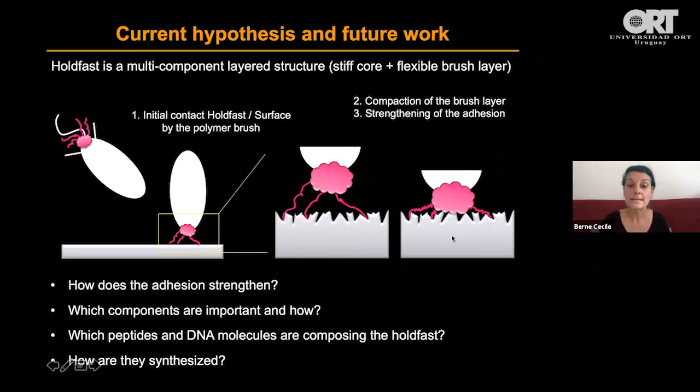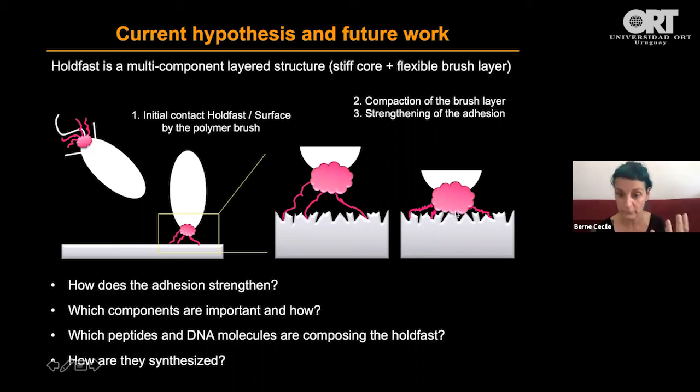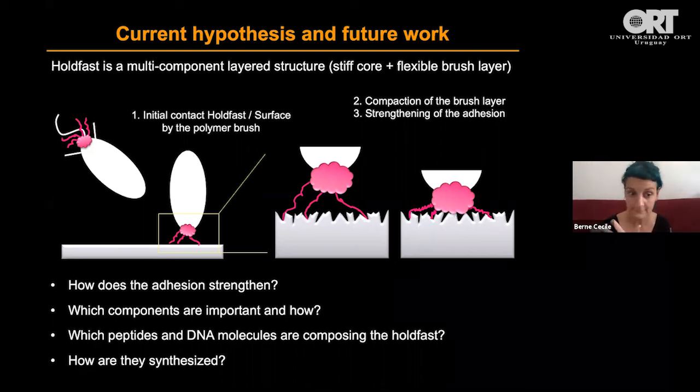Once the brush layer makes the first contact, we know, I don't have time to show you that again, that the brush layer will compact over time. And as it compacts, it will bring the holdfast core closer to the surface. And this is what will make the adhesion very strong. And now you understand why the adhesion is time dependent.